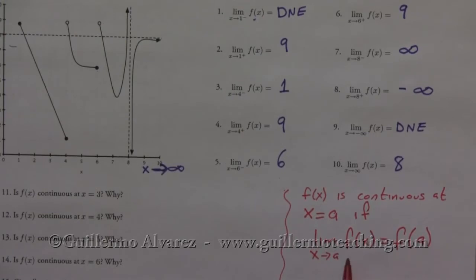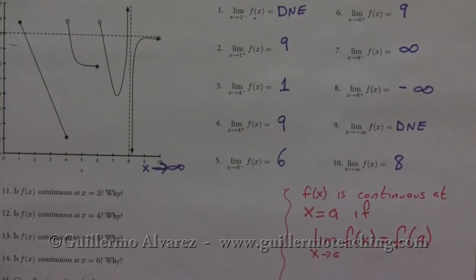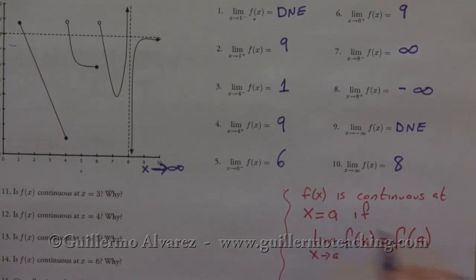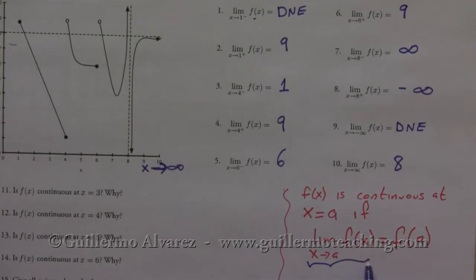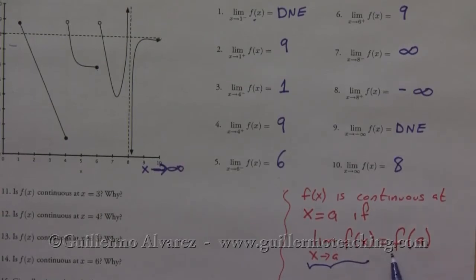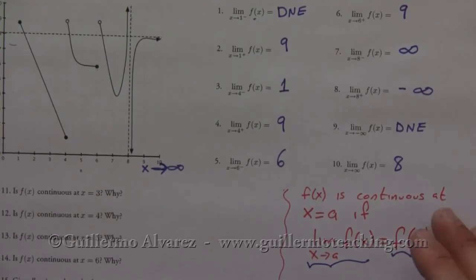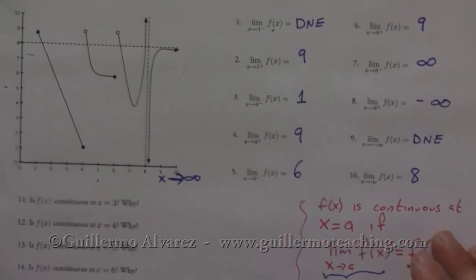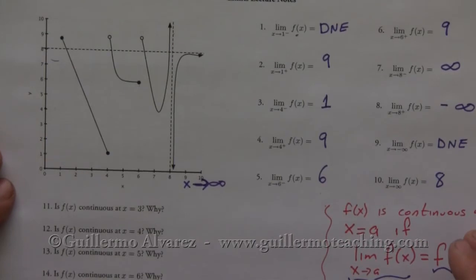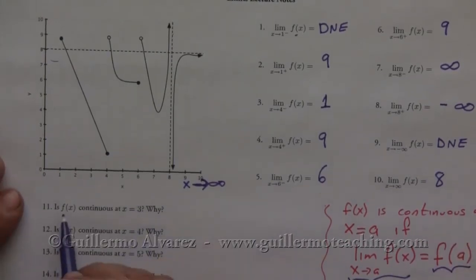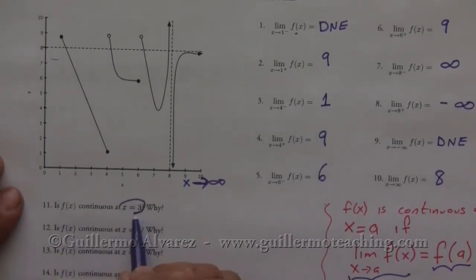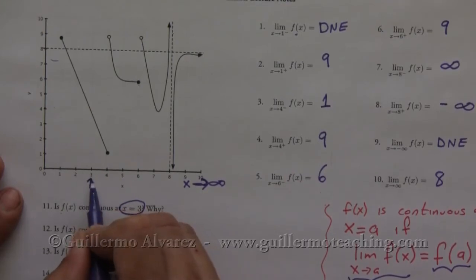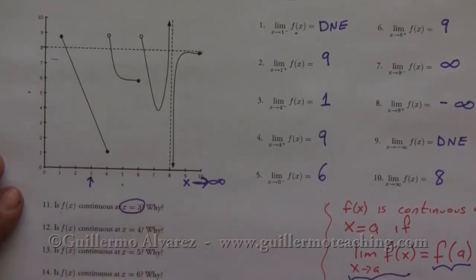Okay, so let's see what this means. Basically, if you're trying to figure out if the function is continuous at a point, you find the limit as x approaches that point, you find the value of the function at that point, and all you need is for those to be equal. Sounds simple, right? Okay, so let's try it. So we want to know if f of x is continuous at x equals 3. So here's 3. And so we have to find both of these.